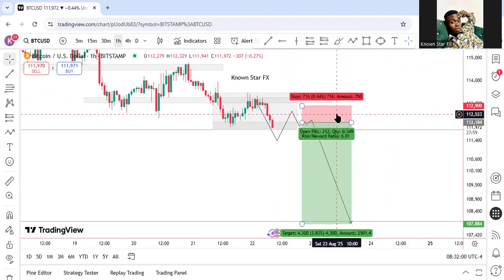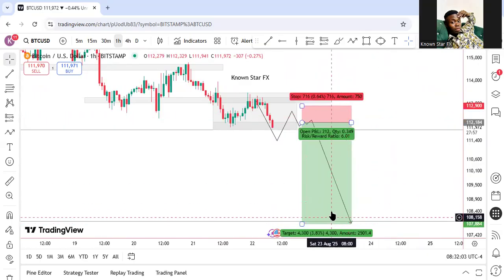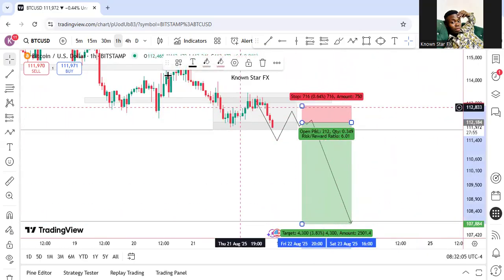You get your entry, and you'll be risking just 70 pips to catch about 430 pips right here, and this is about 6-to-1 risk to reward.